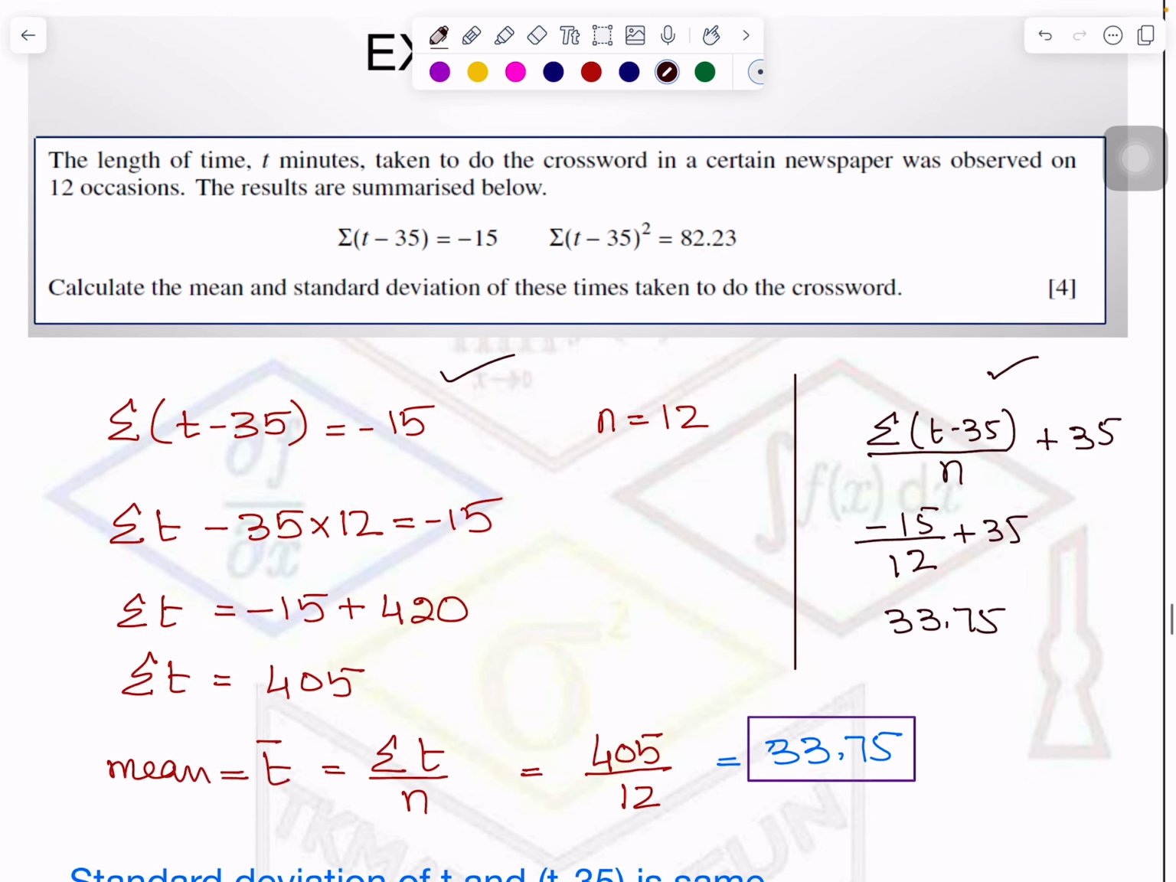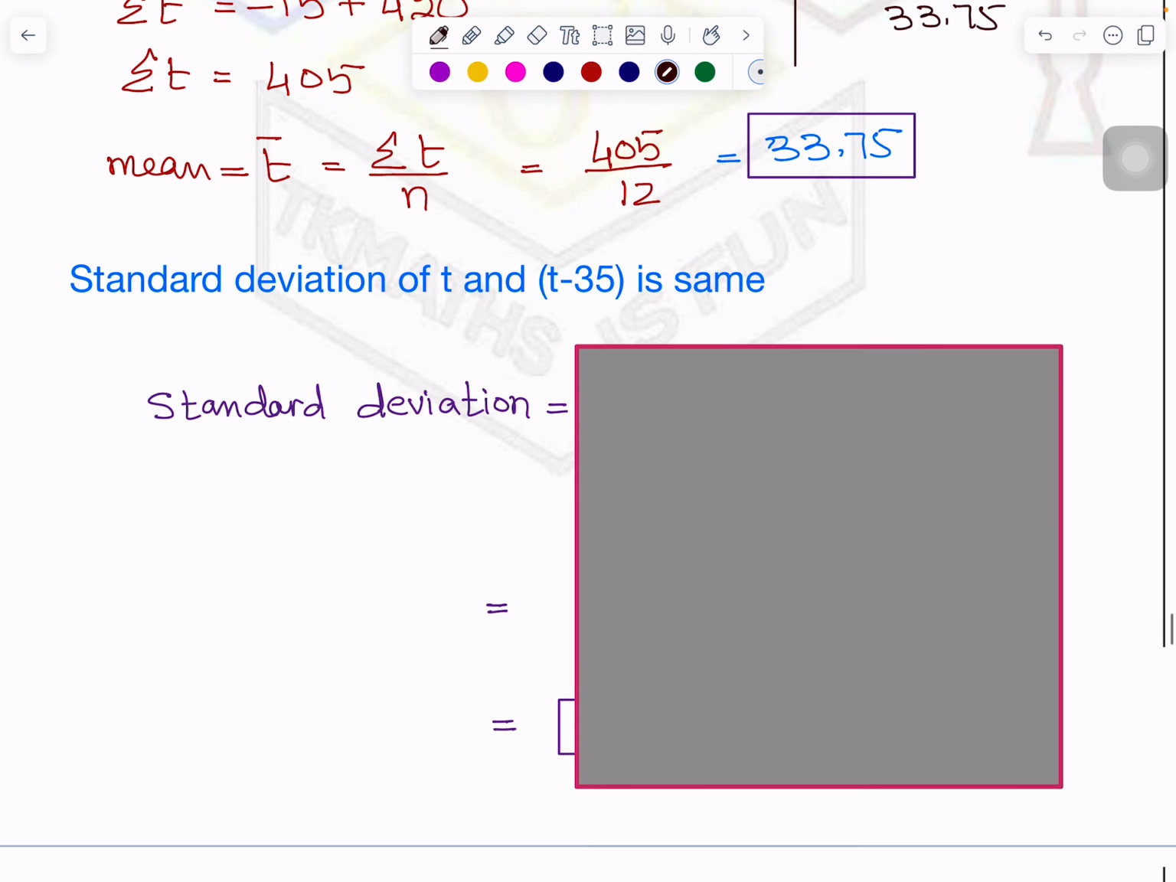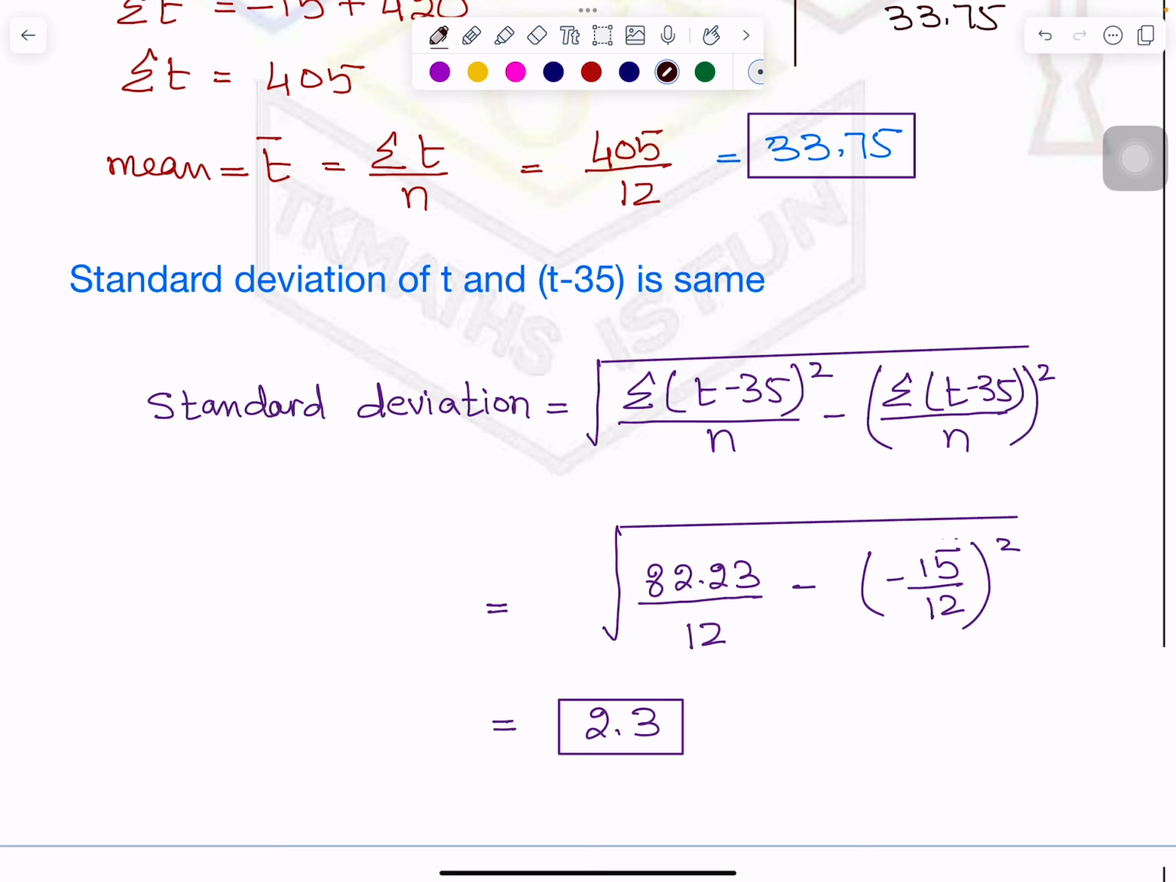And then you have to calculate the standard deviation. I'm sure you have done it, so let's check your working. Absolutely right, you got the right answer. So I hope you understood.